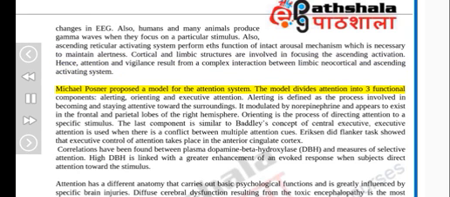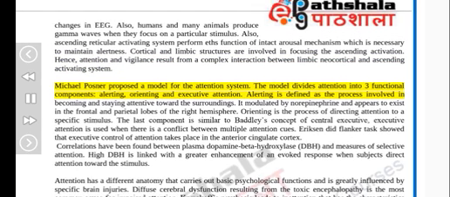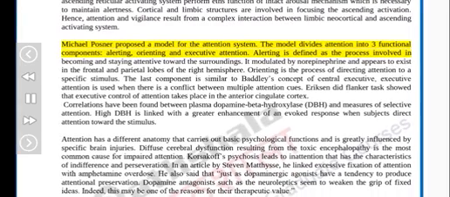Michael Posner proposed a model for the attention system. The model divides attention into three functional components: alerting, orienting, and executive attention. Alerting is defined as the process involved in becoming and staying attentive toward the surroundings. It is modulated by norepinephrine and appears to exist in the frontal and parietal lobes of the right hemisphere. Orienting is the process of directing attention to a specific stimulus.